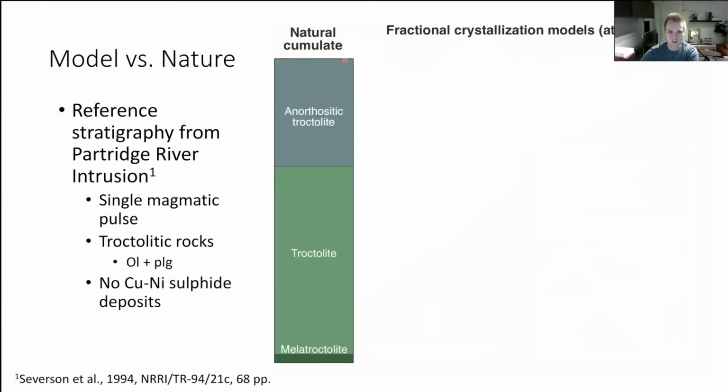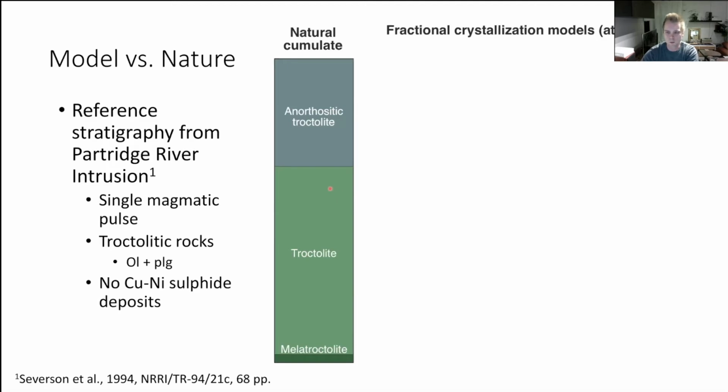So here's a natural cumulate sequence from that same intrusion. It starts with melatroctolite at the bottom, followed by a thicker troctolite. And then it ends up with anorthositic troctolite on top. This is the typical sequence for a single magmatic pulse in the Duluth Complex. Something to point out here is that all of the rock types are troctolitic, so they are olivine plagioclase cumulates. And this stratigraphic sequence comes from a place where there is no copper nickel sulfide deposit.